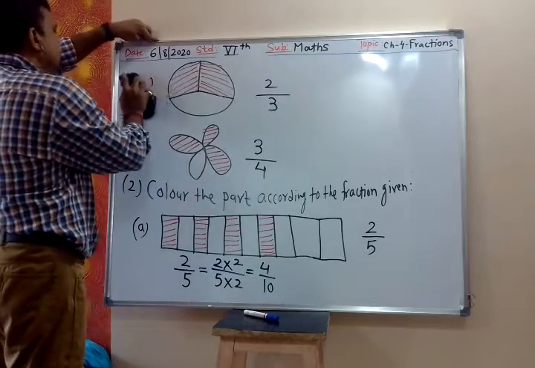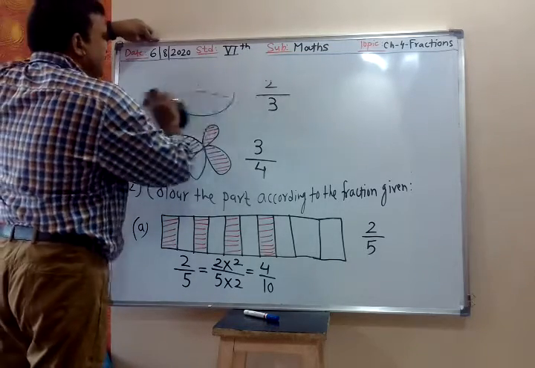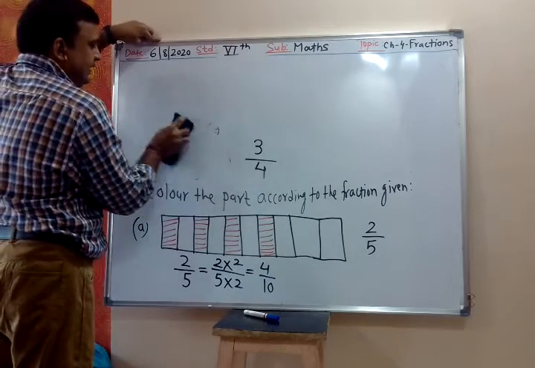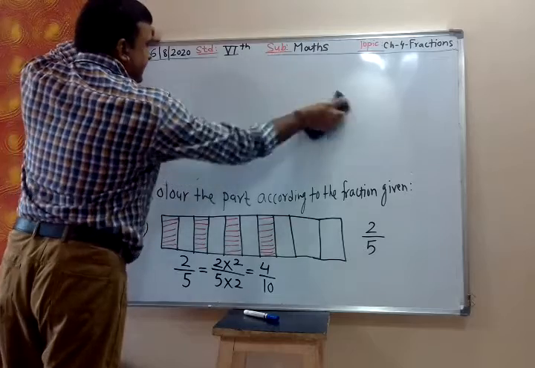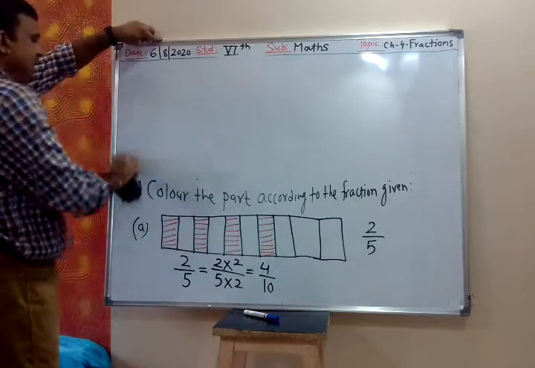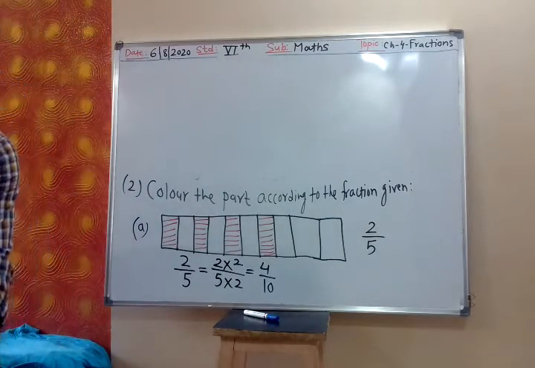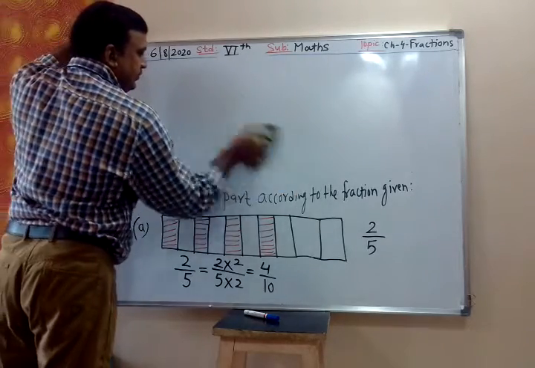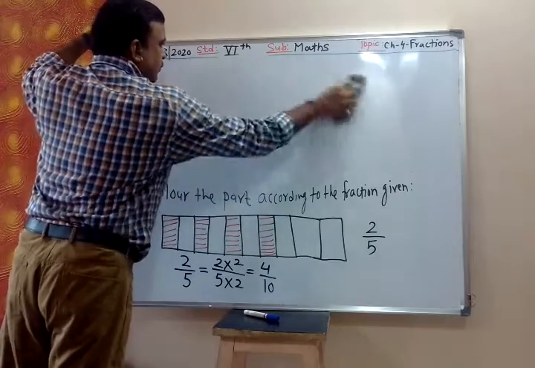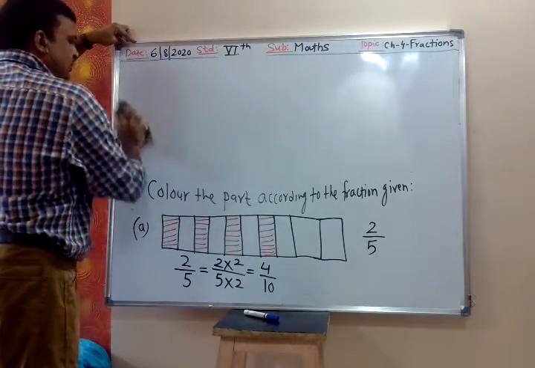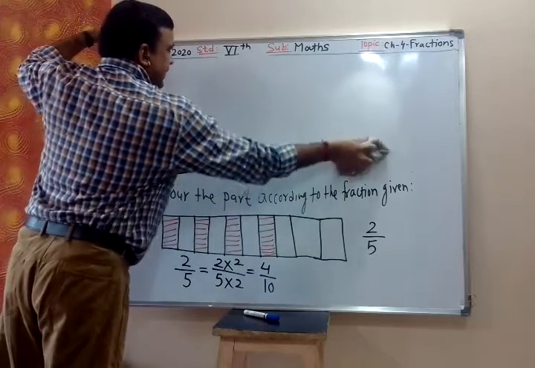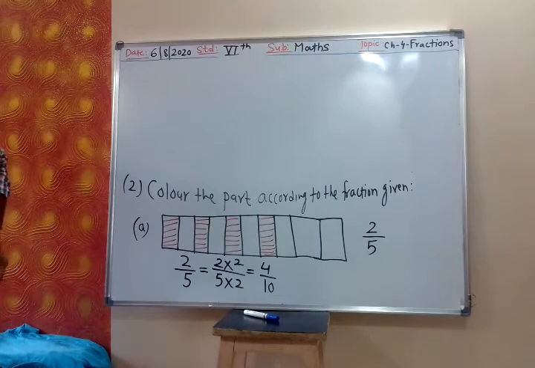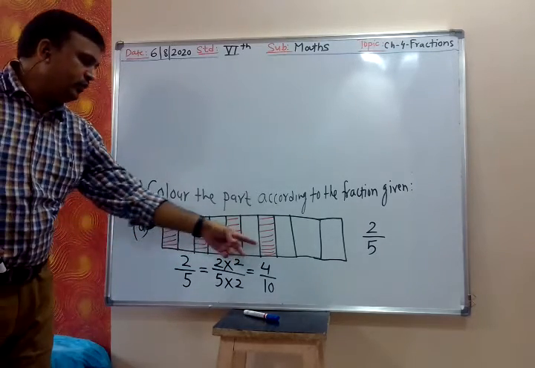You have to take 4 parts out of 10 parts. Because for 2 upon 5, total we are given 10 parts, so that denominator 5 we have to write as 10. So I will multiply numerator and denominator by 2: 2 into 2 is 4, 5 into 2 is 10. We get 4 upon 10. So 4 shaded parts out of 10 parts.